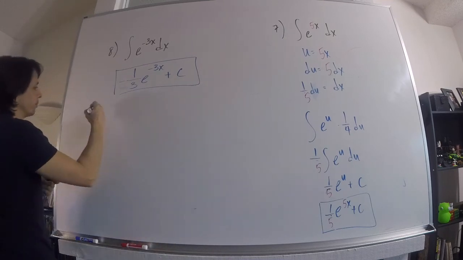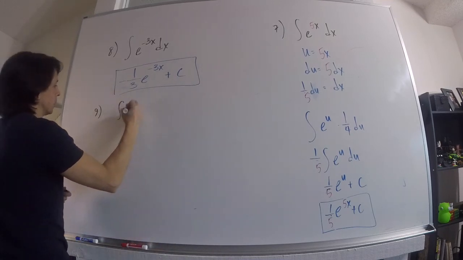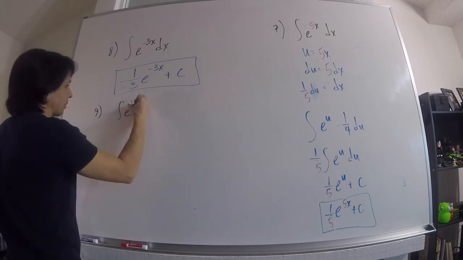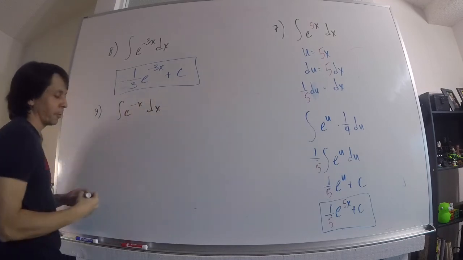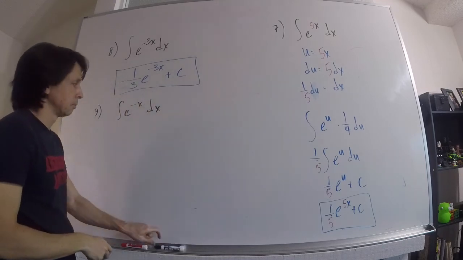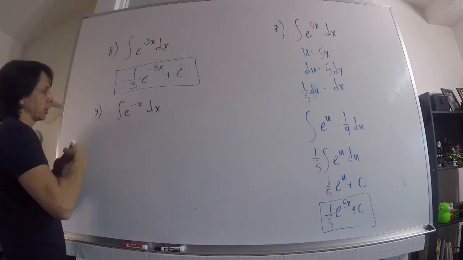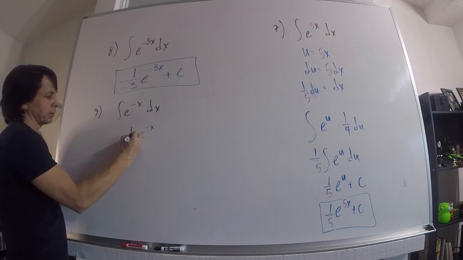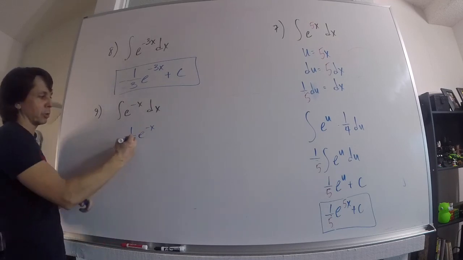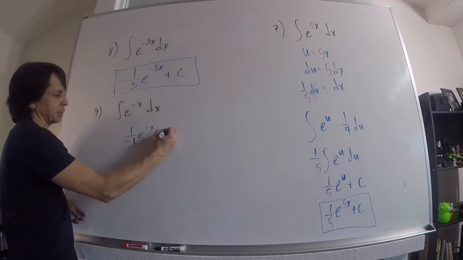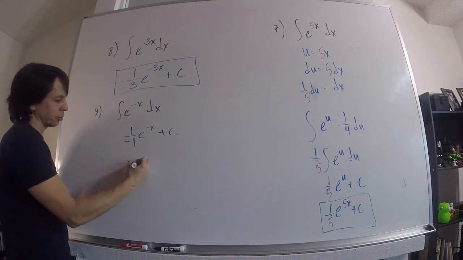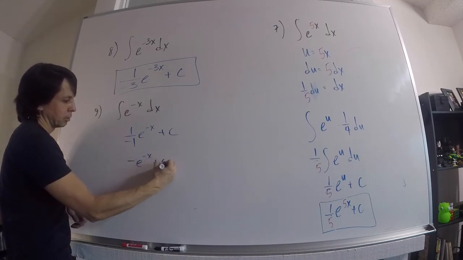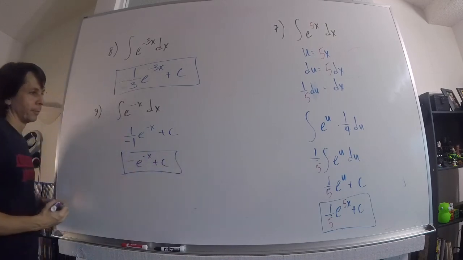Number 9. I got e to the negative x. That is the same thing, except my coefficient there is a negative 1. My antiderivative, I'm going to have e to that negative x. I'm going to have 1 divided by that coefficient, which is a negative 1, plus c. 1 divided by negative 1 is just a negative. So that's my antiderivative.